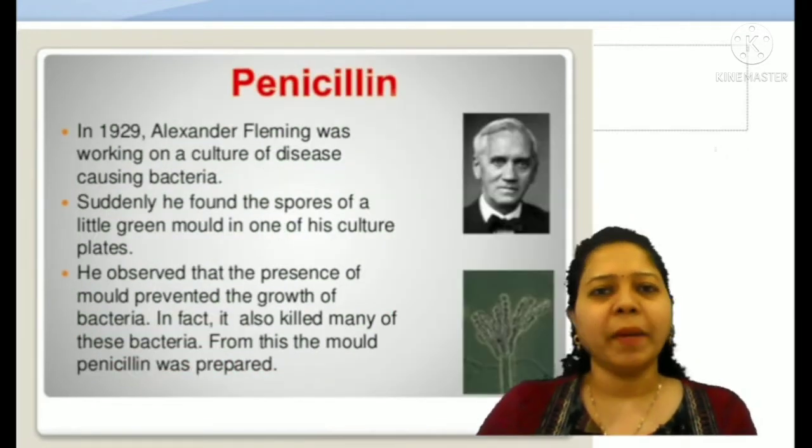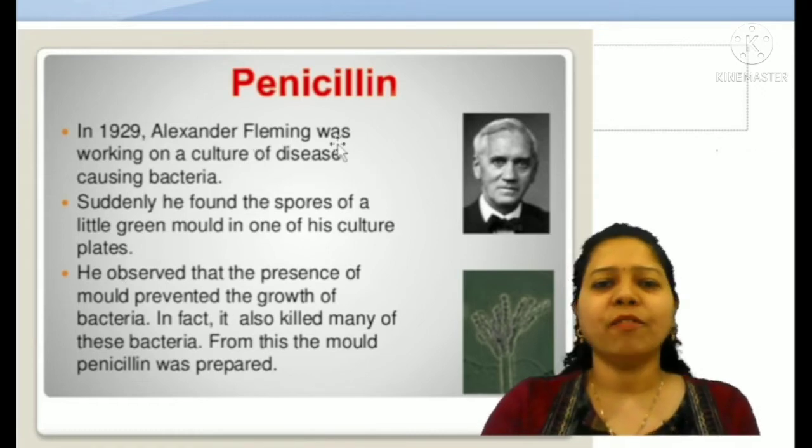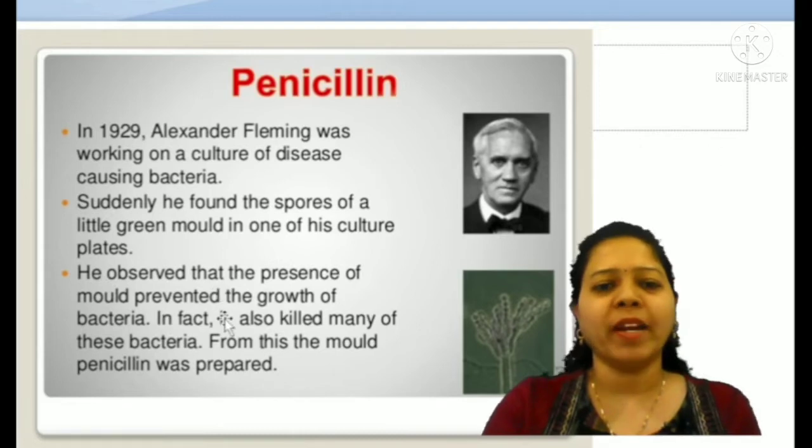We just learned that penicillin is an antibiotic which we commonly use to cure many diseases. In 1929, Alexander Fleming was working on a culture of disease-causing bacteria. Suddenly, he found the spores of a little green mold in one of his culture plates. He observed that the presence of the mold prevented the growth of bacteria. In fact, it also killed many of these bacteria, and from this, penicillin was prepared.